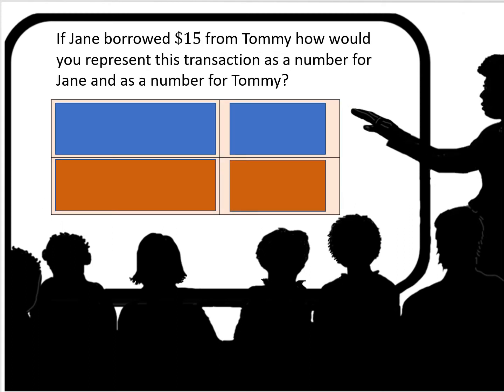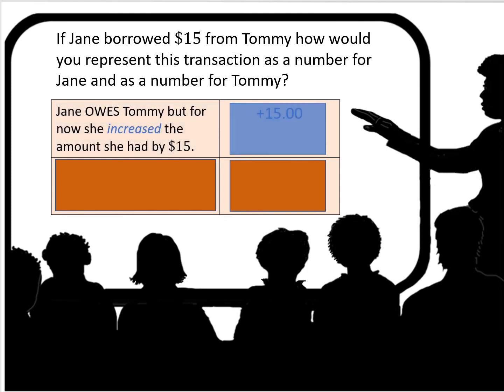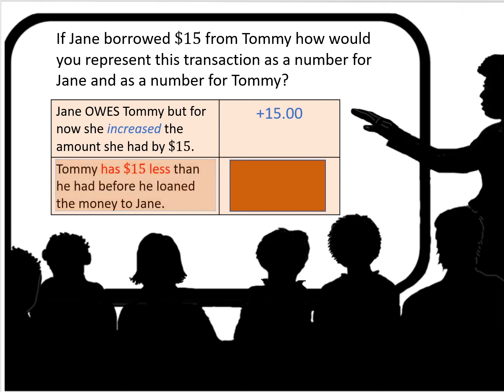If Jane borrowed $15 from Tommy, how would you represent this transaction as a number for Jane and as a number for Tommy? Well, Jane owes Tommy, but for now she increased the amount of money that she has by $15. So that's a positive 15 on Jane's side. Tommy has $15 less than he had before he loaned the money to Jane, so on his side it would be -15.